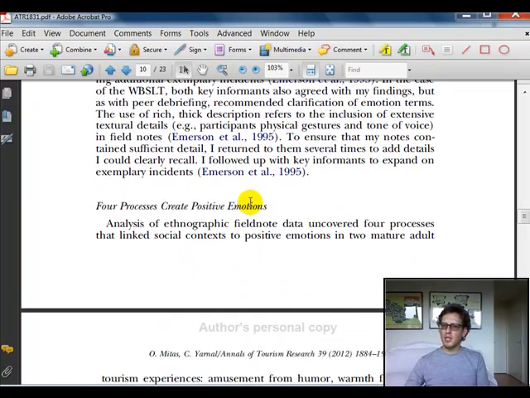Now here it's a little tricky because right at this point I finish with the methods, finish talking about how I analyze my data, and I start talking about the results. But the section is not called results or findings or what I found. It's called 4 processes create positive emotions. So you actually have to read the text a little bit to figure out, oh, this is where they stop talking about what they did, about how they collected the data. Now they're talking about actually what the data have to say.